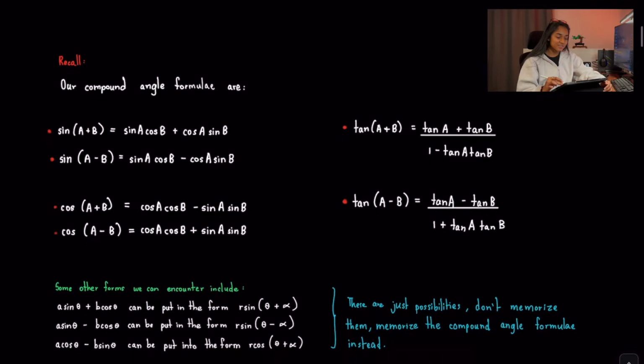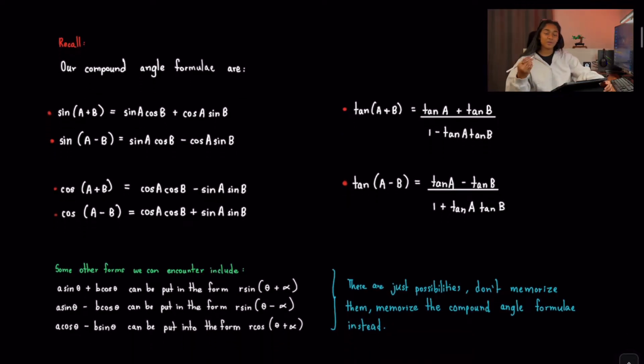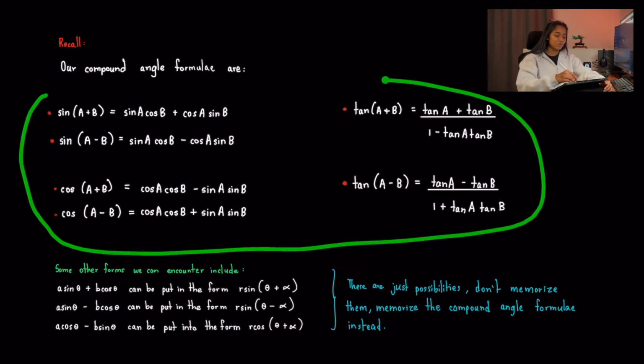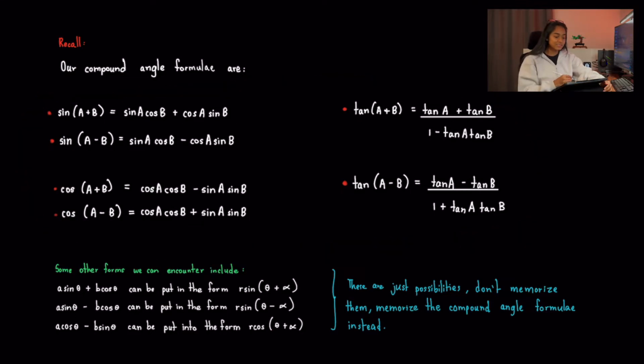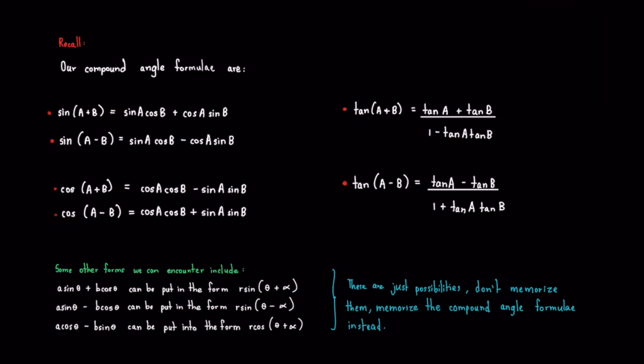In case you forgot, these are all our compound angle formulae. And please memorize all of them. And just to include some other forms so you can be a little familiar with them, these are just some other possibilities. Please don't memorize them. They could come in any forms, and just memorize the compound angle formulae instead. In the next part of the video, we are going to go through past papers in which I will show you step by step how we're going to solve these equations.